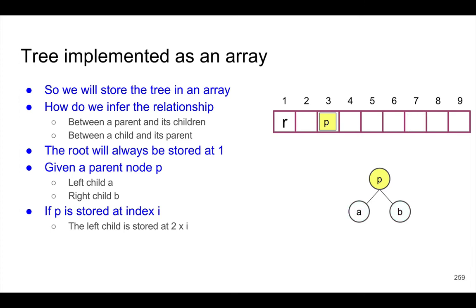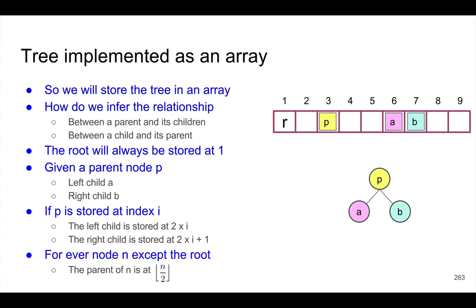Let me just do that again. So given any node P, you're wondering, why did I put P at location 3? Well, there could be a parent node at 3. Any node can be a parent. It just has to have children. And to have children, those children will be located at twice the index of the parent and twice that index plus 1, with the left node going at twice the index and the right node going at twice plus 1.